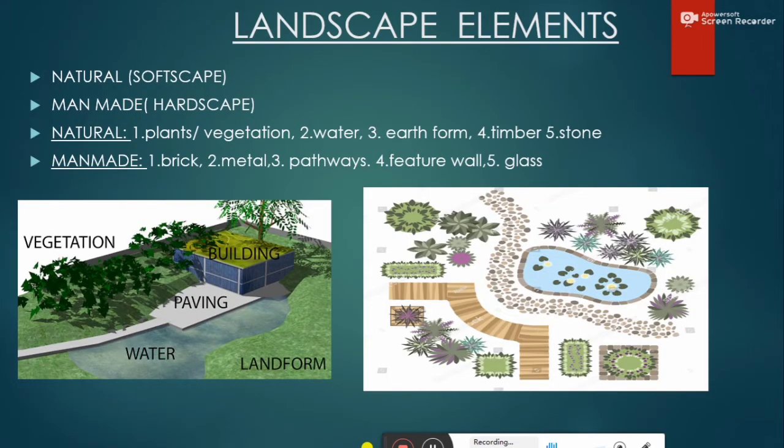Now, the elements of landscape design can be classified in two types. 1. Natural or softscape. 2. Man-made or hardscape. In natural elements, there can be plants or vegetation, water, art form, timber, stone, and etc. And man-made, brick, metal, pathways, feature wall, glass, and etc.